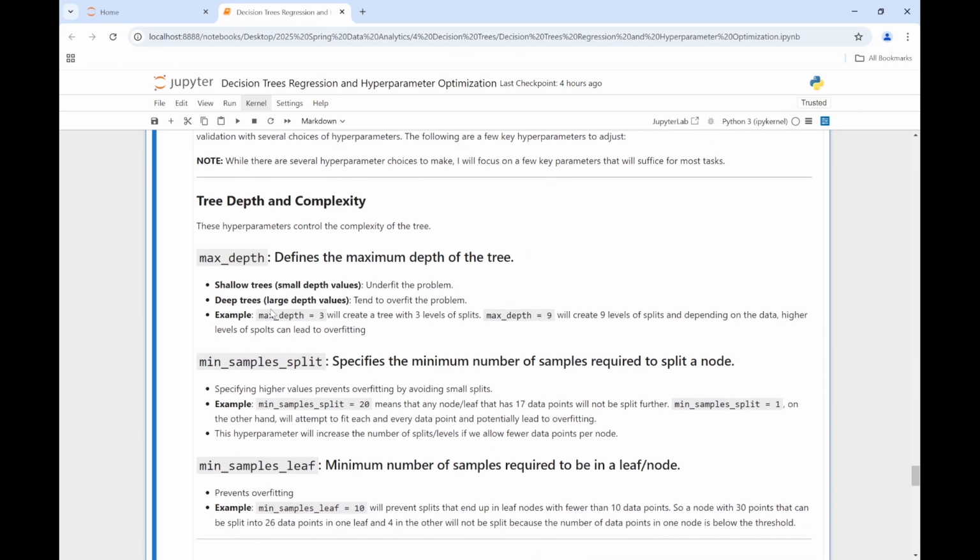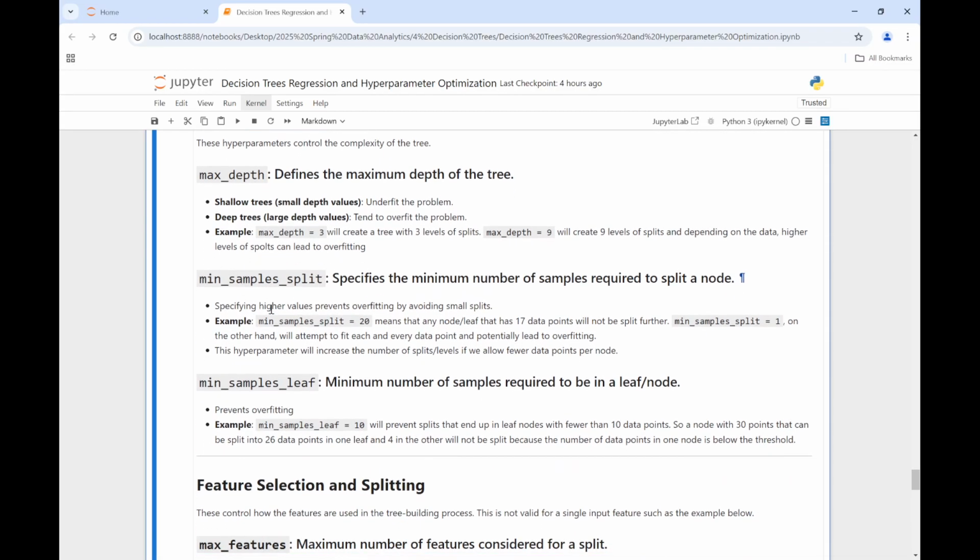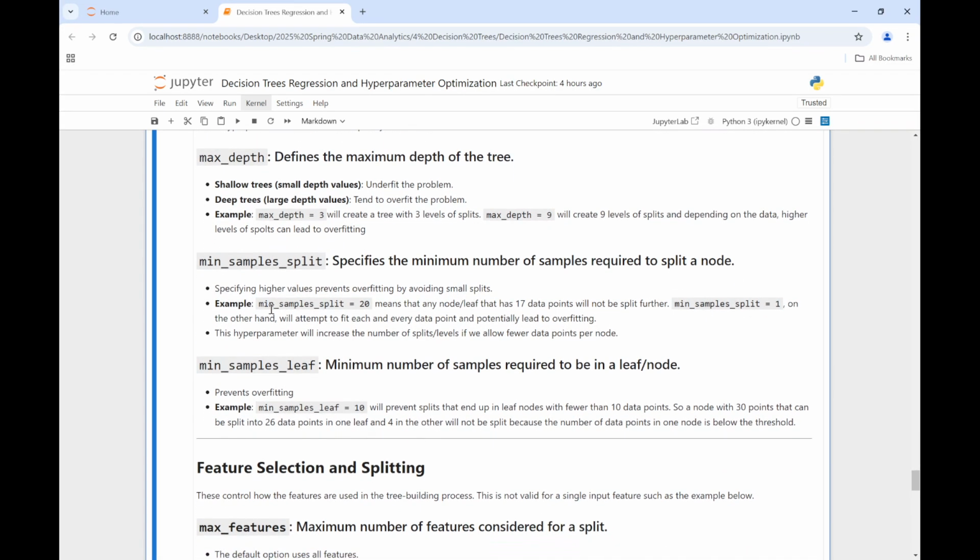The other hyperparameter which we discussed was the minimum number of samples required to split a node. So for instance, if a node or a leaf has 17 samples and the value of this hyperparameter is 20, then the tree will be truncated at that point and no more additional splits will be made. So in this manner, you can truncate the growth of a tree or prune a tree.